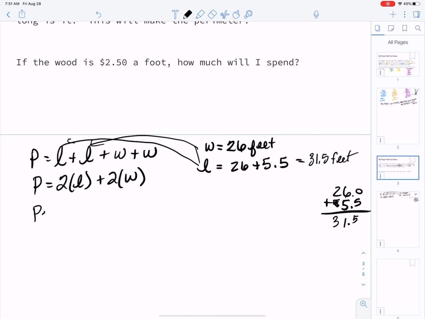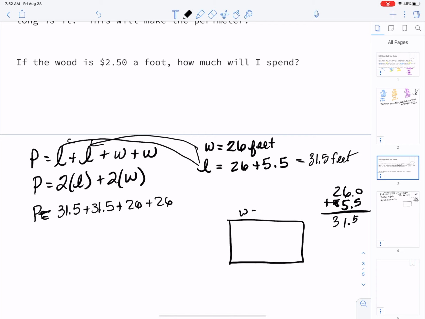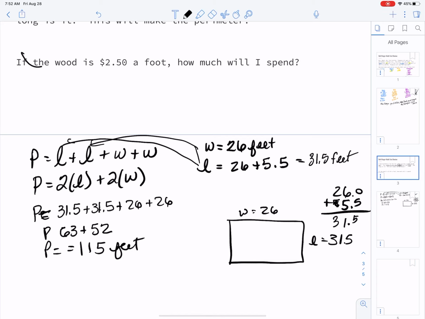So I'm just going to substitute these in. So P equals length, which is 31.5 plus 31.5 plus 26 plus 26. What you're doing is you're doing a box, and your width is 26, and your length is 31.5. So when you add all these together, you get 63 plus 52, which is 115 feet. We are not going to worry about this right now.